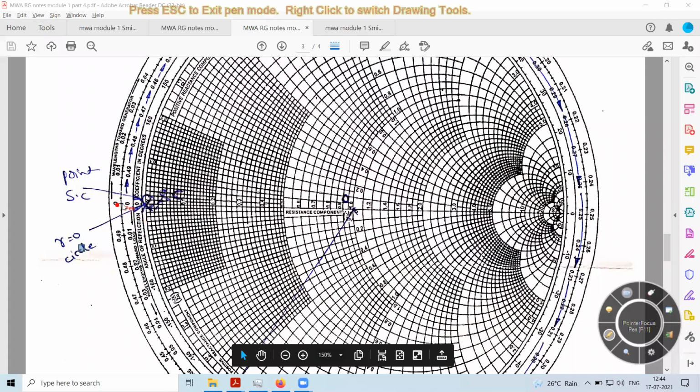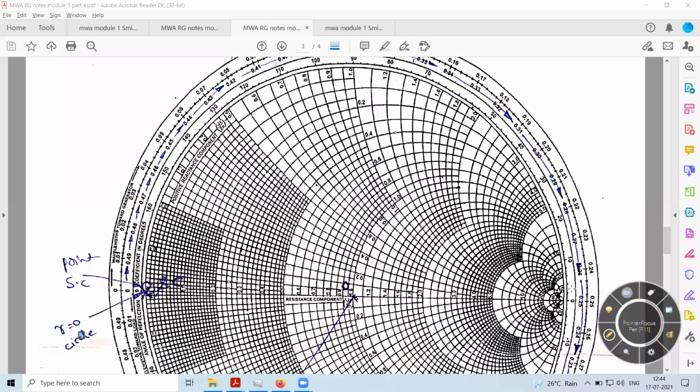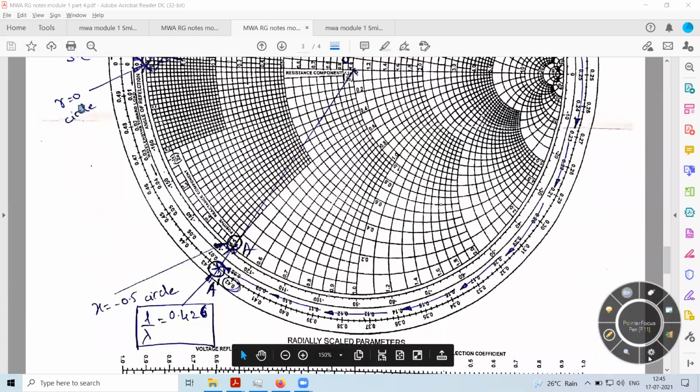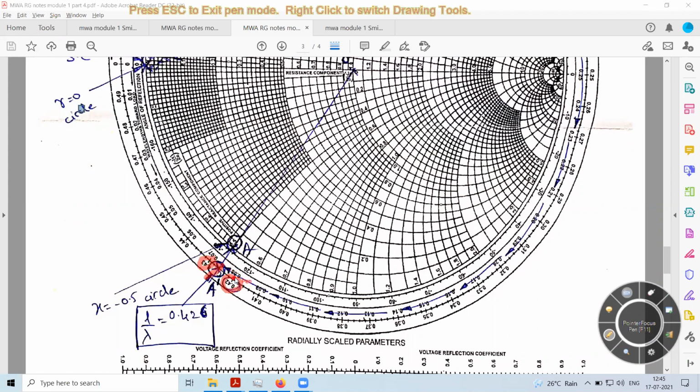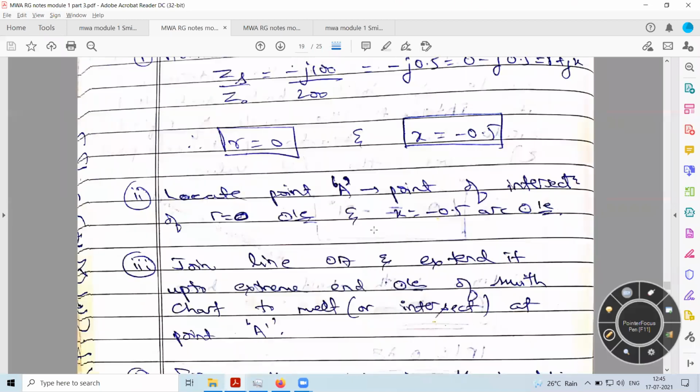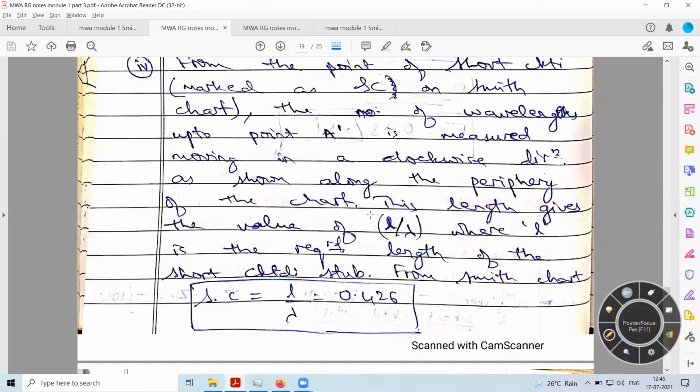Since this is 0, it goes 0.01, 0.02, and so on, and I try to see what the value is over here. You can see it is between 0.42 and 0.43, somewhere around 0.425. From this point to this point, moving in the clockwise direction, that is what I have to estimate. In this case I'm getting a value around 0.425 or 0.428. That is what I have to look out for when identifying the length.